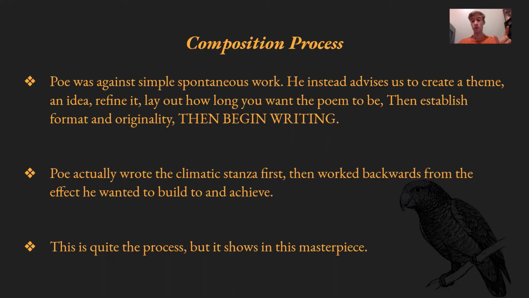Then establish our format, such as how many lines are going to be in it, our rhymes and our meters, and then make sure that it's still original. He says if it's not original, it's not worth anything. Then, after you've done all of that, you can begin writing. But he doesn't say to start writing from the beginning. Poe, for The Raven, actually wrote the climax first.